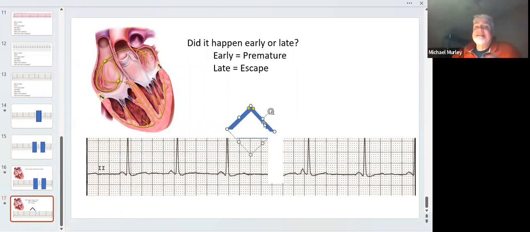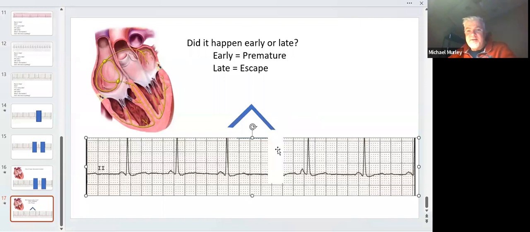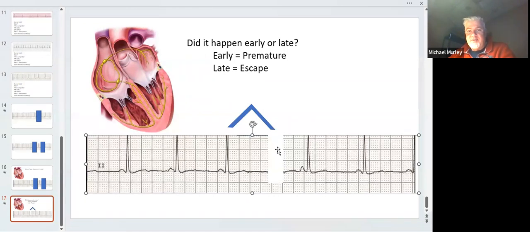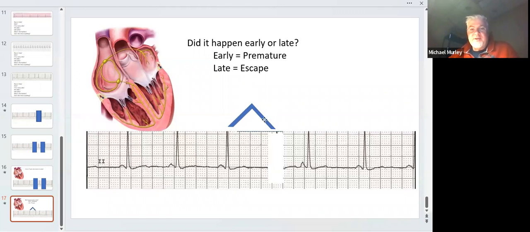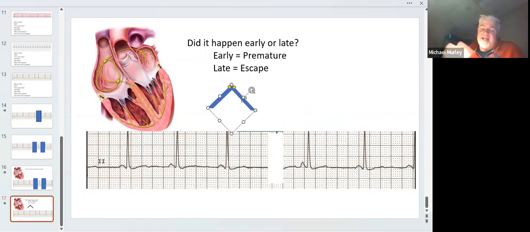And if it's late, it's an escape. This is a sinus rhythm with an atrial escape complex. Or, you know what would be more accurate? We wouldn't call it that. What we'd say is, if it's missing one complex, because these are going to start lining back up, we would probably say it's an escape. I mean, you could say it's an escape. I'm not saying it's not right.